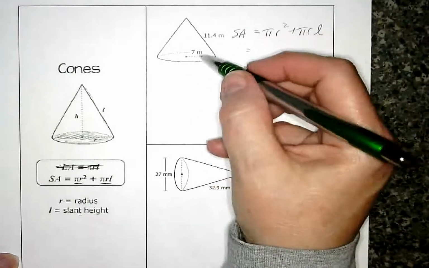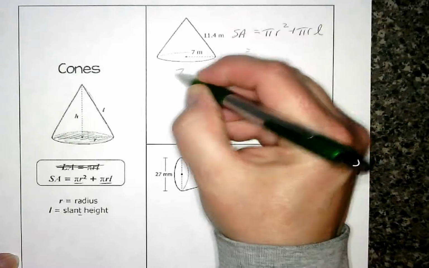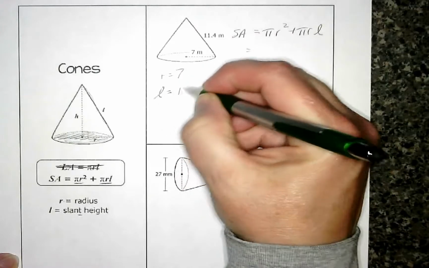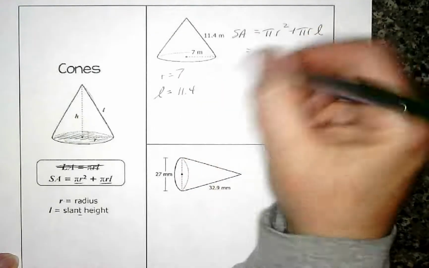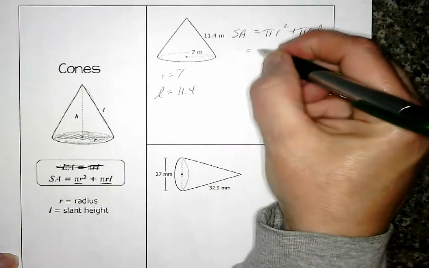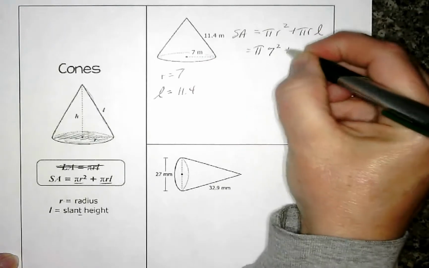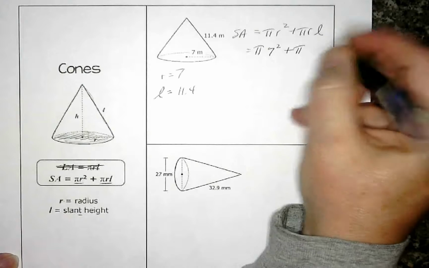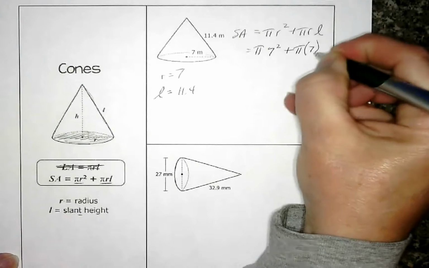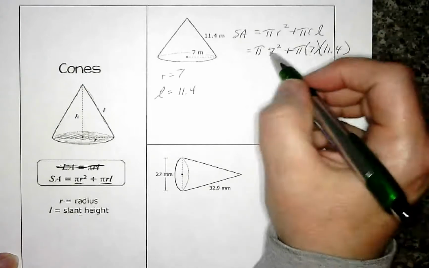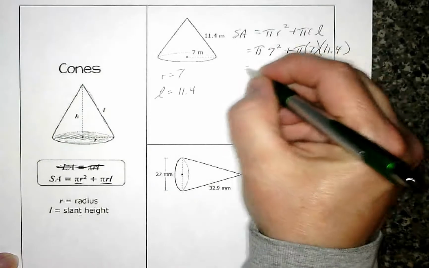I know over here, this is pretty straightforward. The radius is going to be 7, and the slant height, which is signified by the L, is 11.4. So I'm just going to take those two now and plug it into my formula. Pi, and then I have a radius of 7 squared plus pi times 7 times 11.4. Okay, so that's each of those pieces plugged in.